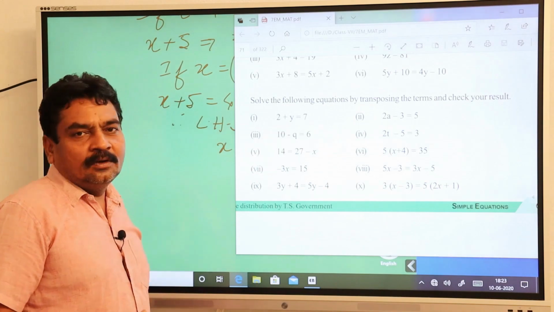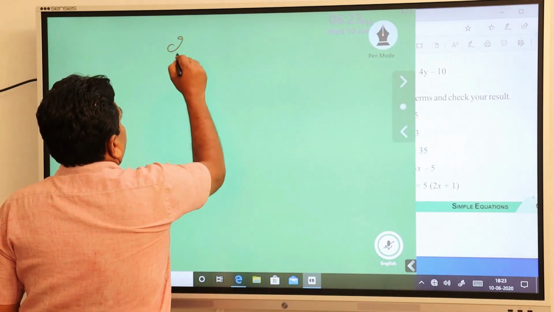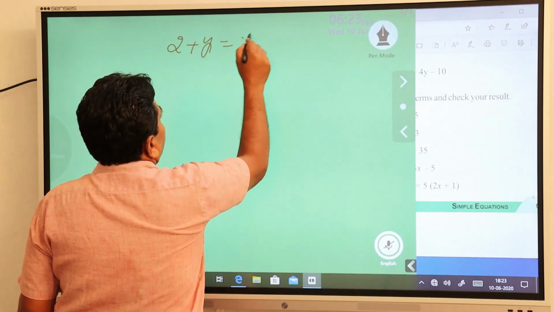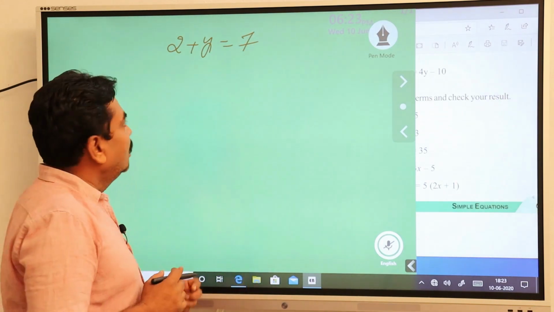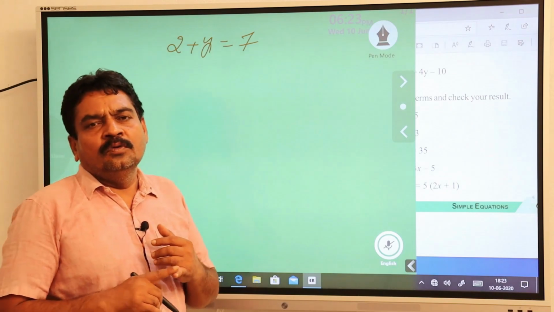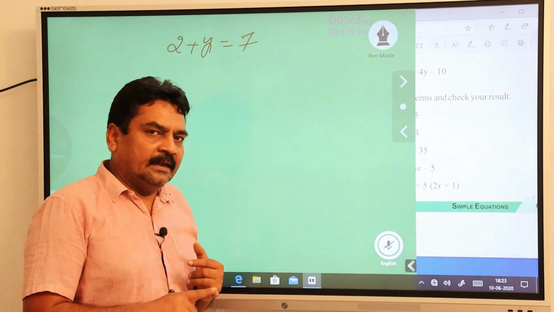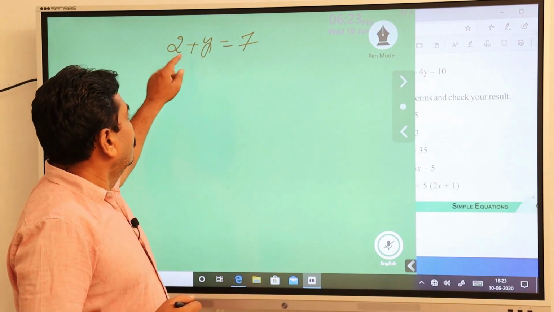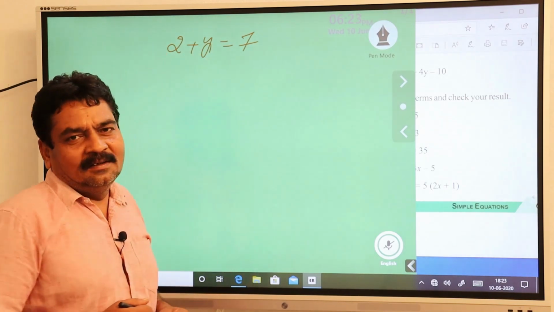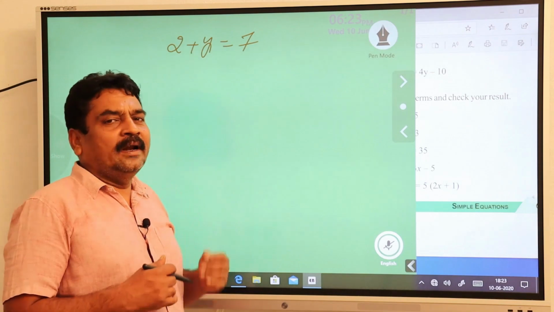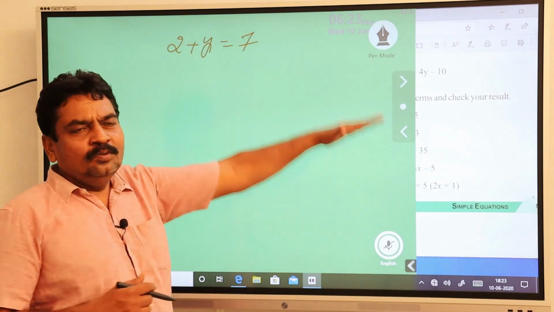2 plus y is equal to 7, right? By transposing, you want to know the value of the variable, that is y. In this expression, the variable is along with one number, so you try to send that number from one side to another.